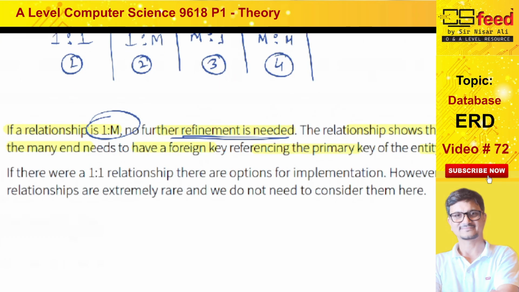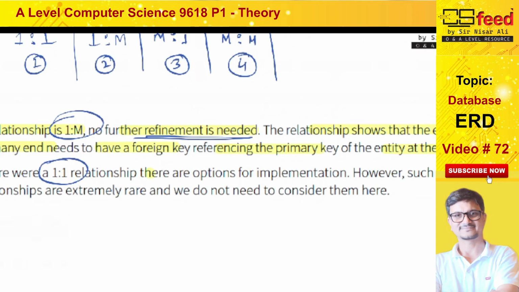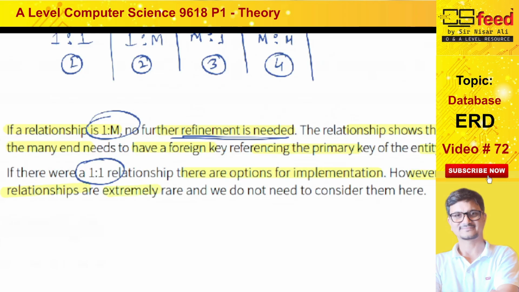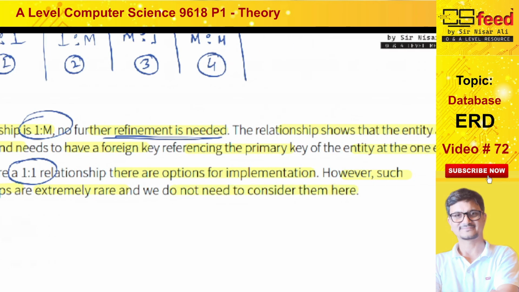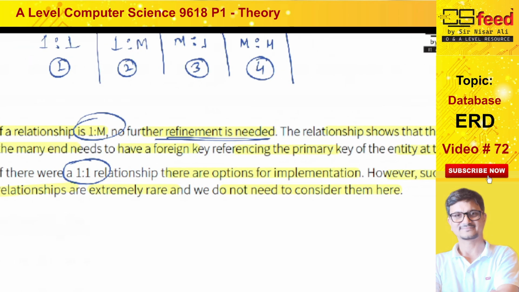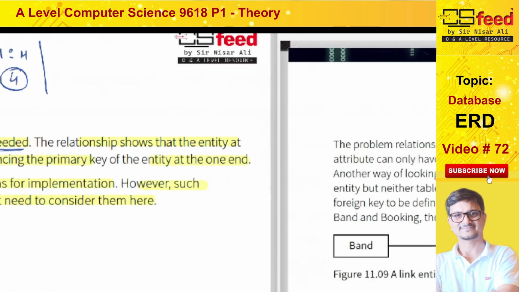Then comes the one-to-one relationship. There are options for implementation. However, such relationships are extremely rare, and we do not need to consider them here. So a one-to-one relationship is extremely rare, where the connection between the two entities is only one-to-one.